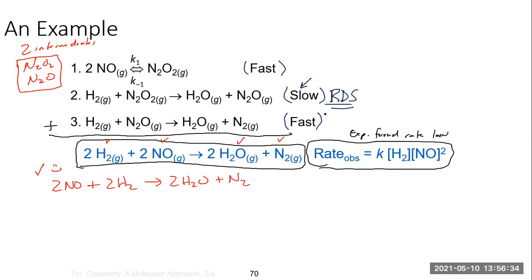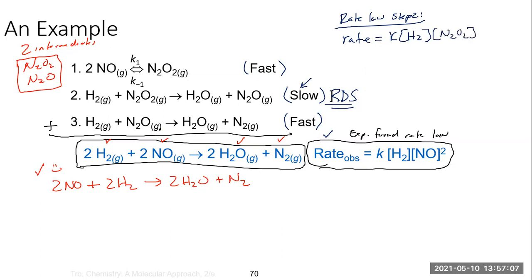All right, well, since the slow step in the mechanism needs to have a rate law that matches this one, we might as well start by writing the rate law for the slow step. So if we write the rate law for the slow step, which is step 2, the rate law for step 2 would be the rate equals k times H2 times N2O2.